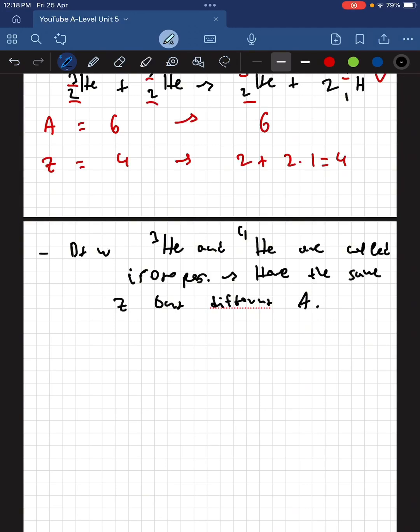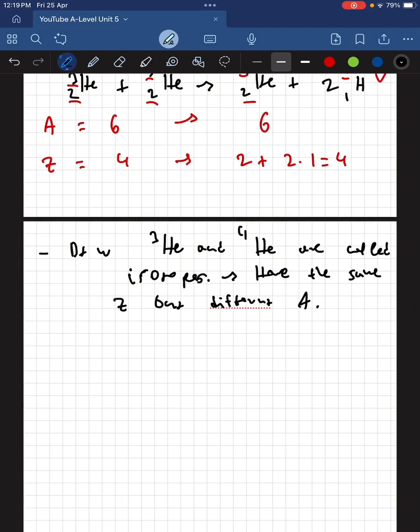Now, I'm going to mention this in passing. You don't need to know it, but there's also another thing called isotone. Isotones have the same number of neutrons, but different number of protons. Okay, but you don't need to know that. So this is what you get when you have a nuclear physicist teaching nuclear decay.